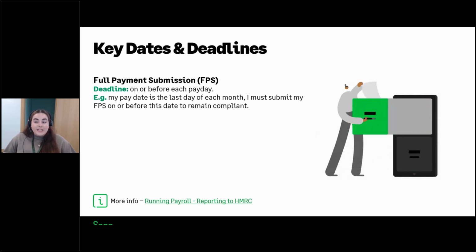So we'll start with the FPS first. FPS deadline is on or before each payday. An example would be that my pay date is the last day of each month, so I must submit my FPS on or before this date to remain compliant. And the same goes with weekly. If you paid on every Friday, for example, each week's FPS needs to be sent on or before each Friday, including those weekly employees.